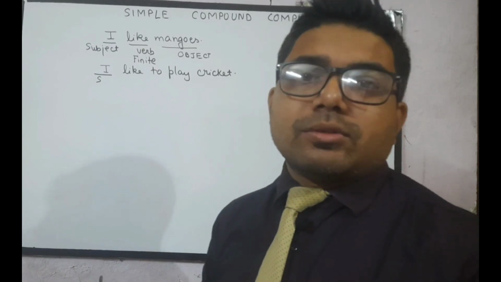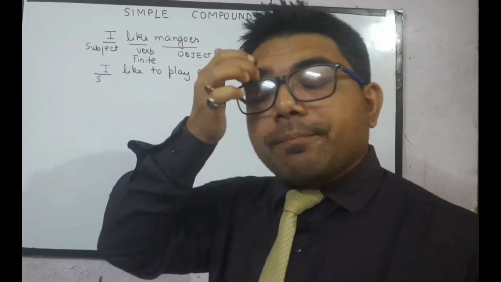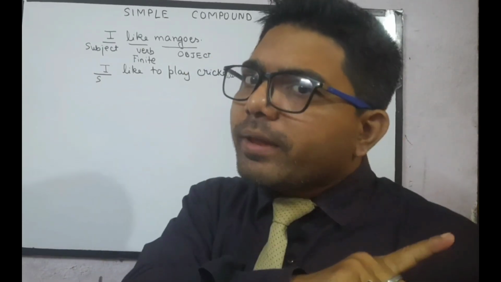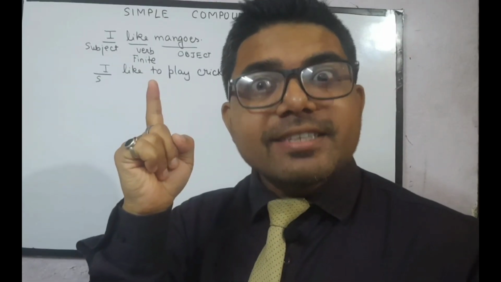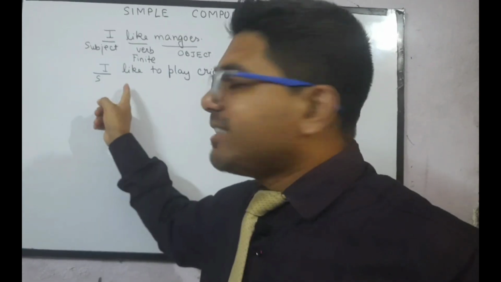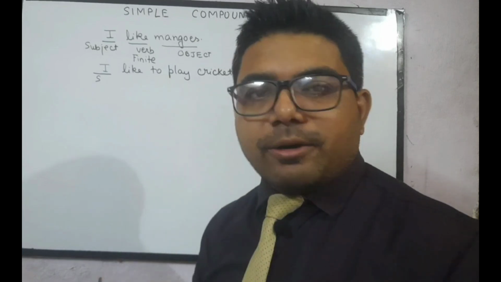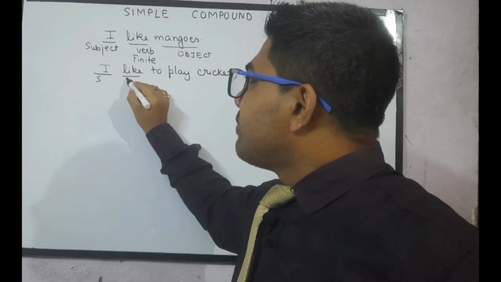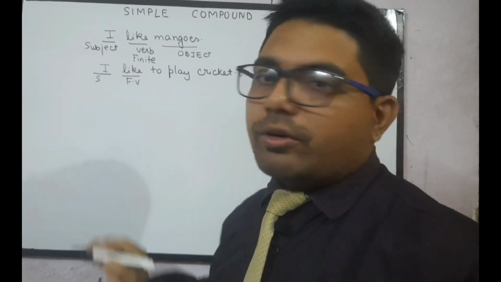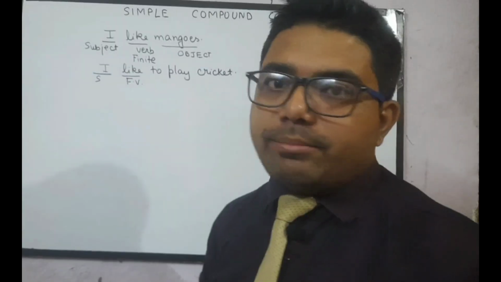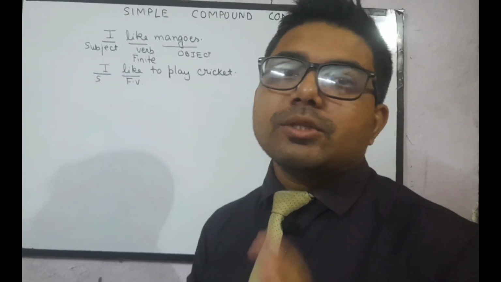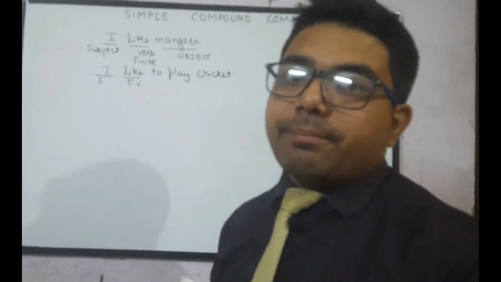Let's try to change the tense of like. I liked to play cricket. Yes, we can change the tense of this verb. So like is the finite verb. I have written in short. F dot V dot means finite verb. हम short करके लिखे. तो subject मिल गया, finite verb मिल गया.